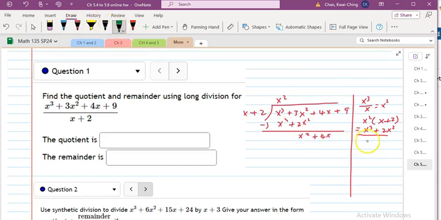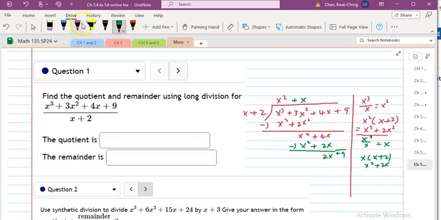So again, first term over first term: x squared over x is equal to x, and I put x here. And then I have x times x plus 2, so it'll be x squared plus 2x. I'll put it for subtraction. Again, subtract. 4x minus 2x is 2x. Bring down the plus 9.